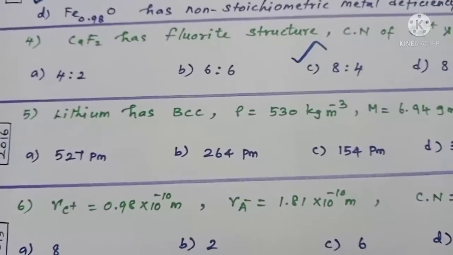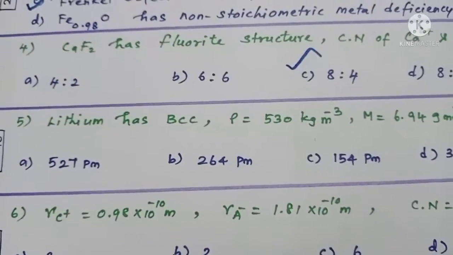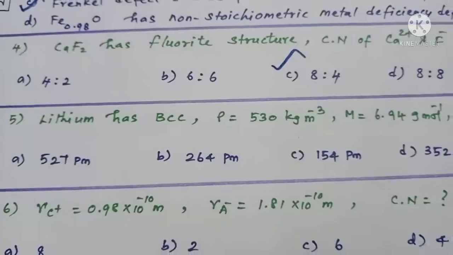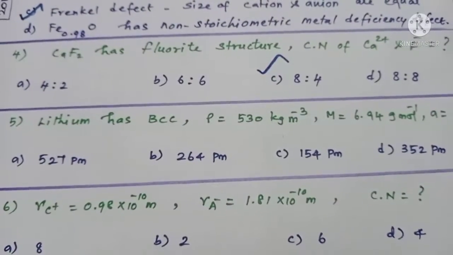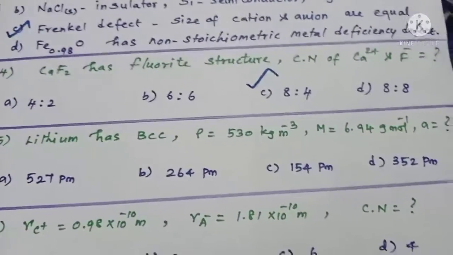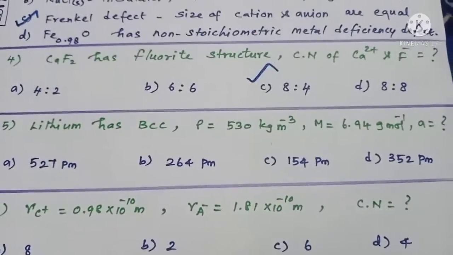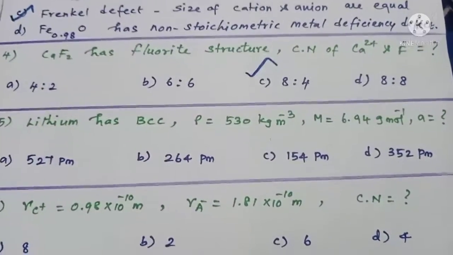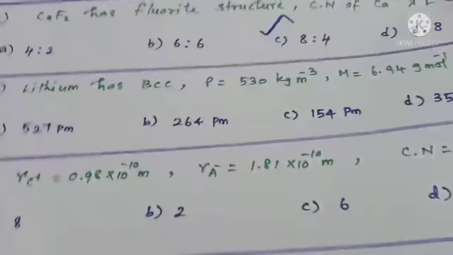Now we go for the next question. Question number 5. Lithium has a BCC lattice, so its density is about 530 kilogram per meter cube. Its molar mass is about 6.94 gram per mole. Now the question is, what is the A value? Which means you have to calculate the edge length. Okay, let us see how to do this.